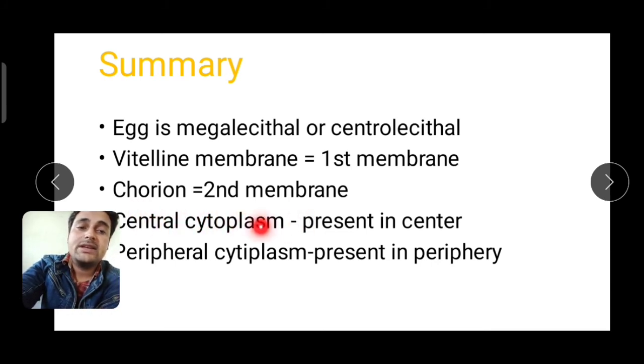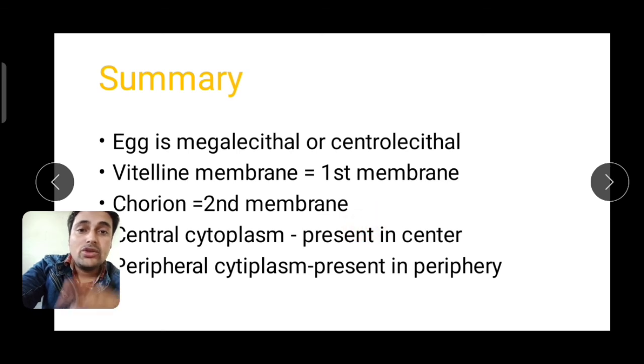Cytoplasm can be divided into two parts. Central cytoplasm is present in the center, and your nucleus will be in here. Peripheral cytoplasm will be found in the periphery. Between these two regions, your yolk will be found, and that's why we call it a yolk area, centrolecithal egg. So this is the basic areas, or basic nomenclature, of your insect egg anatomy.